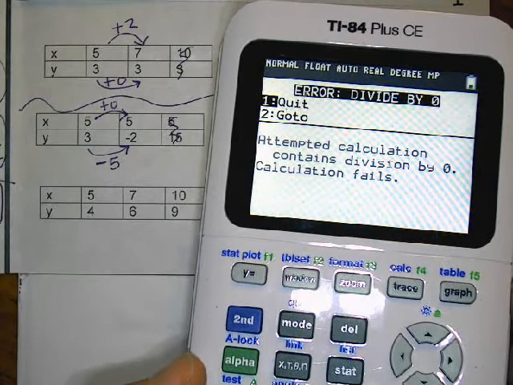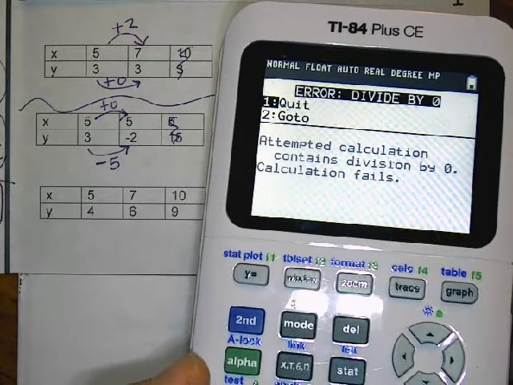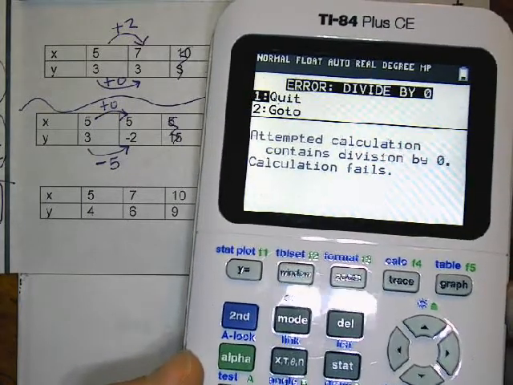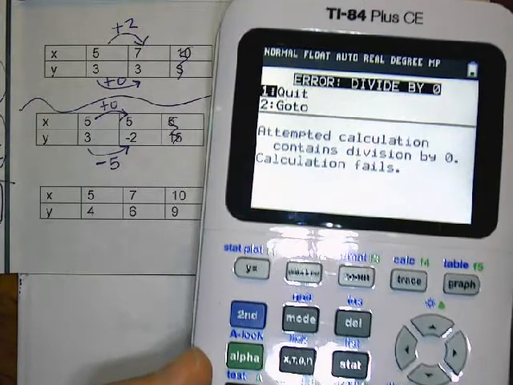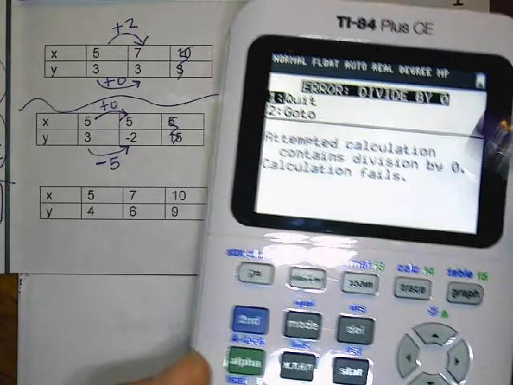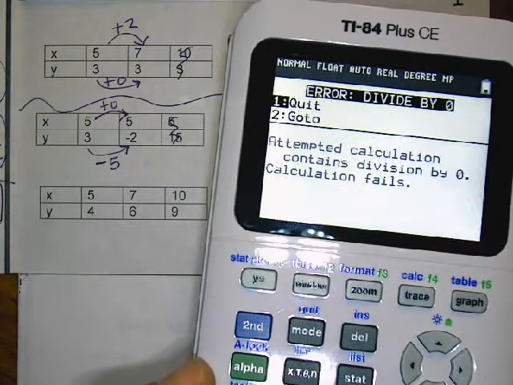I have the one TI-84 Plus CE. It's a pretty cool calculator. It's a little more expensive than the regular TI-84 Plus, but I like it because I'm a nerd and I like it.